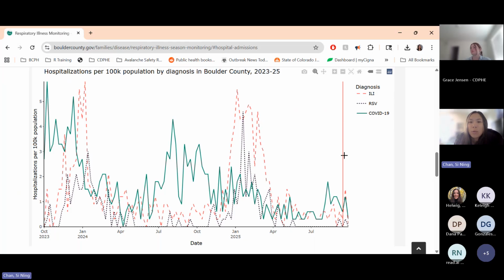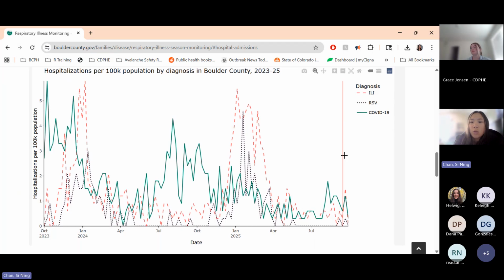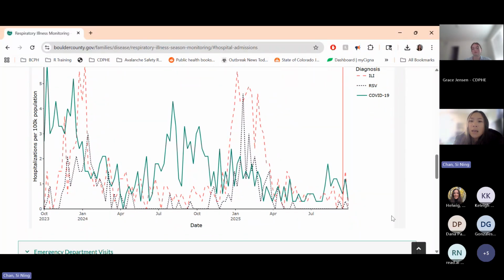People are reporting things, or the hospitals are reporting their data just a little bit late, or those numbers haven't fully updated yet. So nothing too concerning at the moment, no huge peaks or anything like that, especially as compared to the last couple of years. Our green line is COVID, our dashed pink line is influenza-like illness, and then our purple dotted line is RSV. So yeah, just something to keep an eye out for.